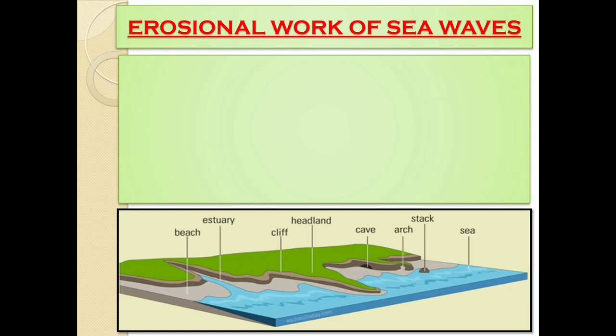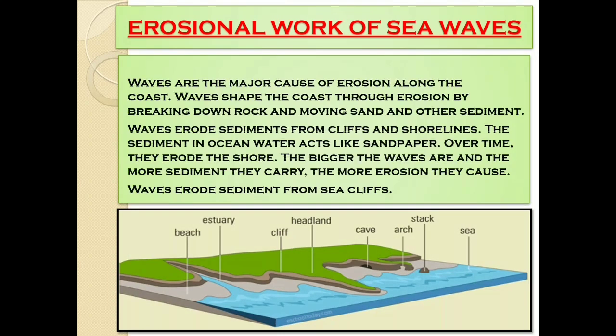Erosional work of sea waves. See the picture. Waves are the major cause of erosion along the coast. Waves shape the coast through erosion by breaking down rock and moving sand and other sediment. Waves erode sediments from cliffs and shorelines. The sediment in ocean water acts like sandpaper. Over time, they erode the shore. The bigger the waves are and the more sediment they carry, the more erosion they cause. Waves erode sediment from sea cliffs.